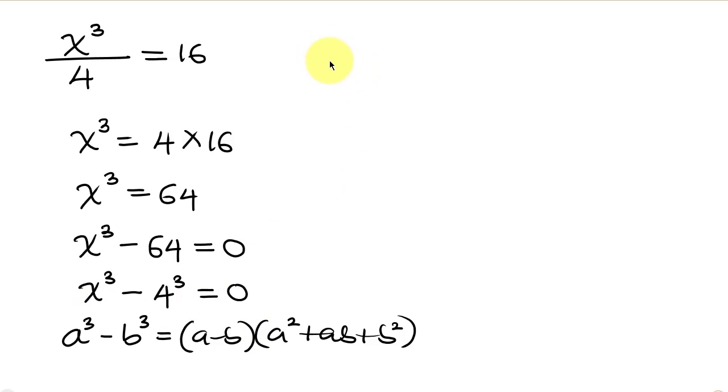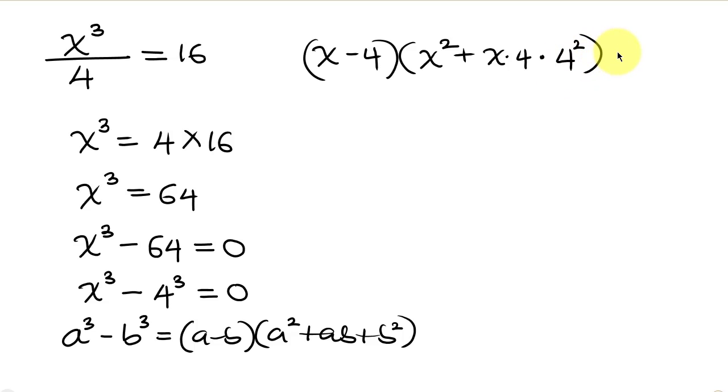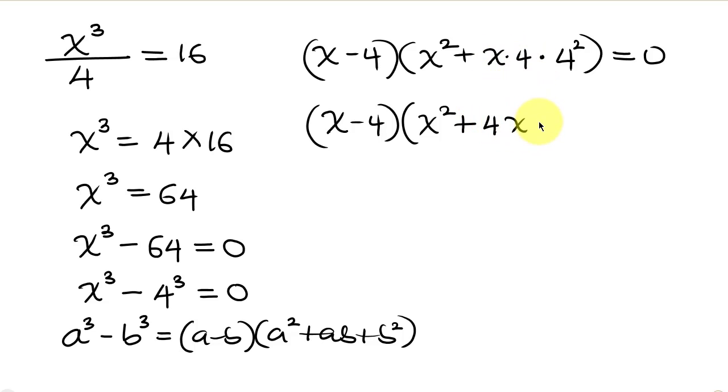So this becomes x minus 4 times x squared plus x times 4 and then times 4 squared. Very good. And this is equal to 0. Now simplifying what we have inside of this bracket, we have x minus 4 times x squared plus x times 4 is 4x. And then I'm supposed to have plus here. So plus 4 squared is 16. And this is equal to 0.